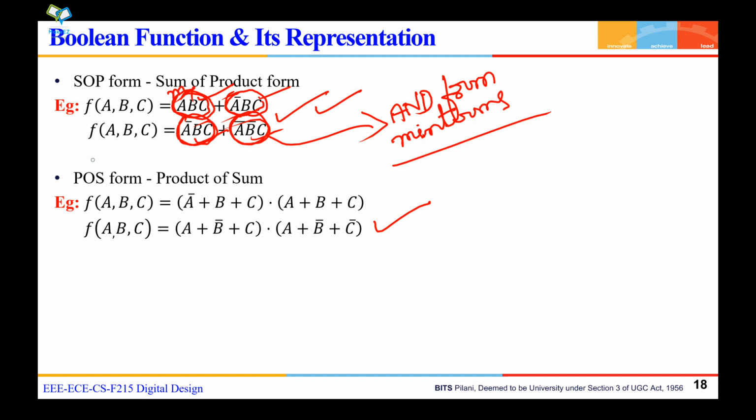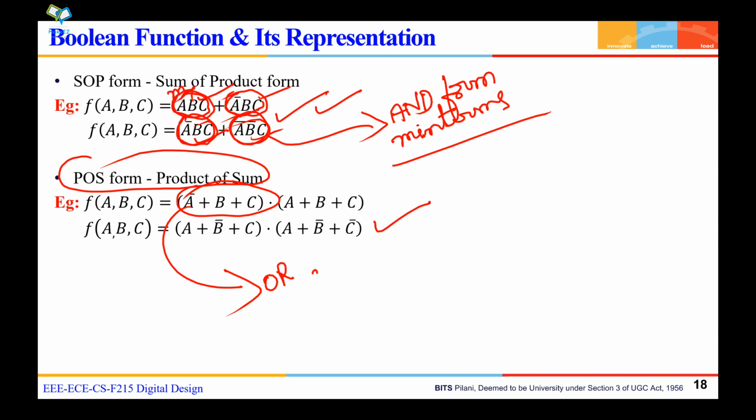And you can see in the product of sum method, these are called max terms. This is also an OR combination of Boolean variables. Here the Boolean variables are a, b and c. This OR combination is called a max term. This is one max term, this is another max term, this is another max term, and this is another max term.